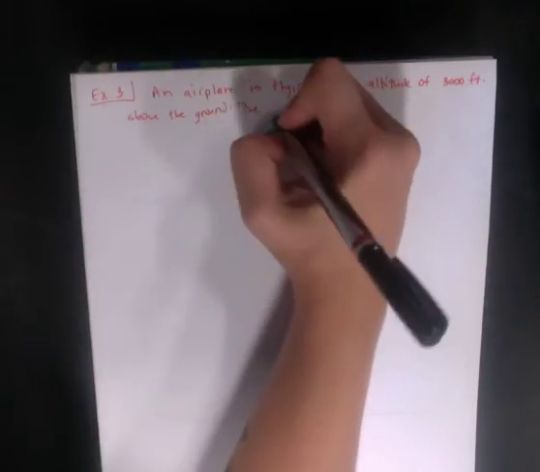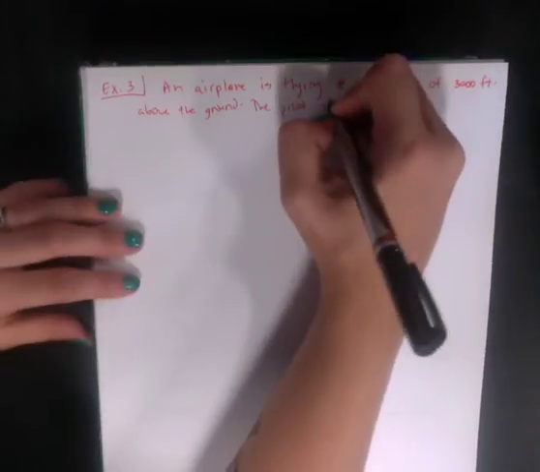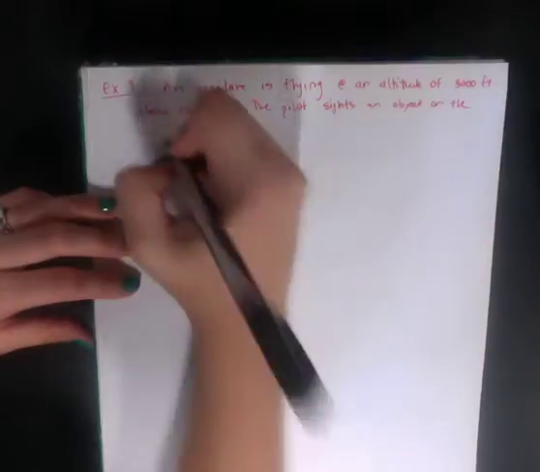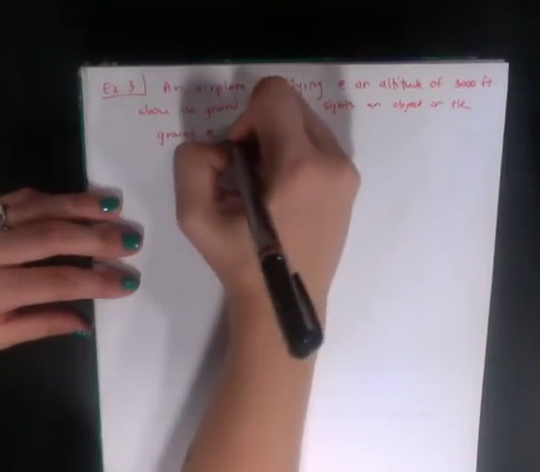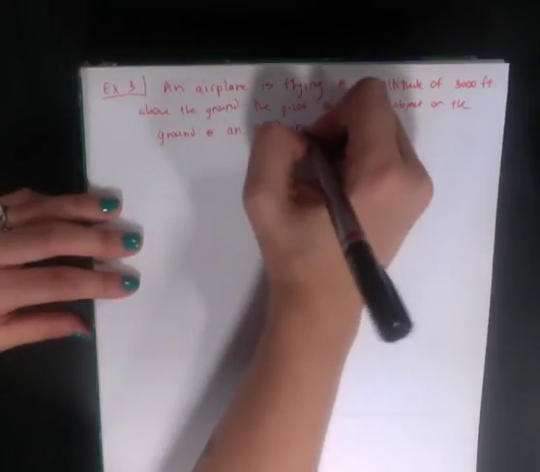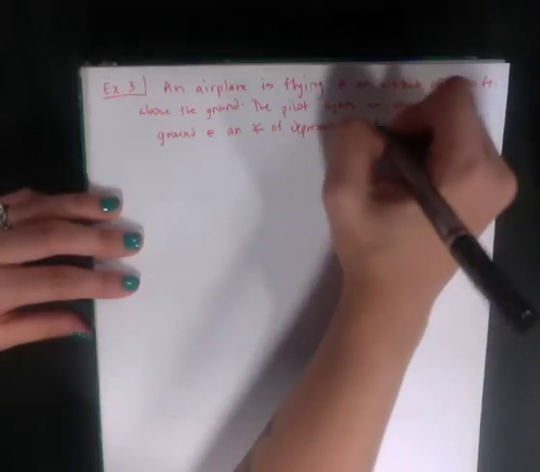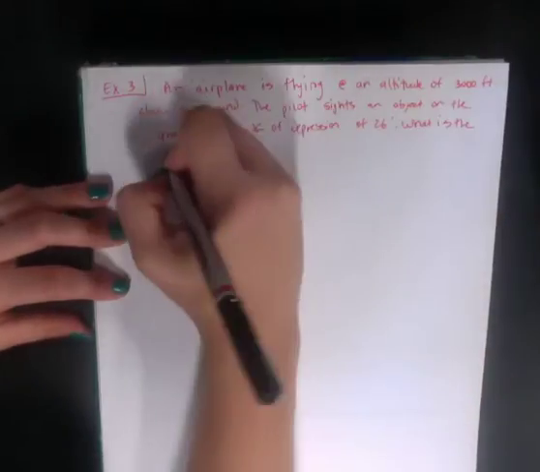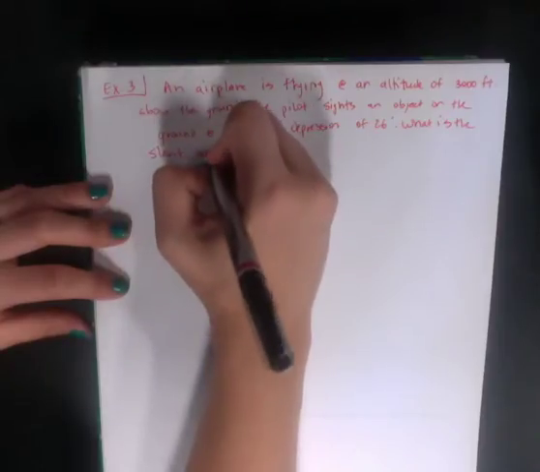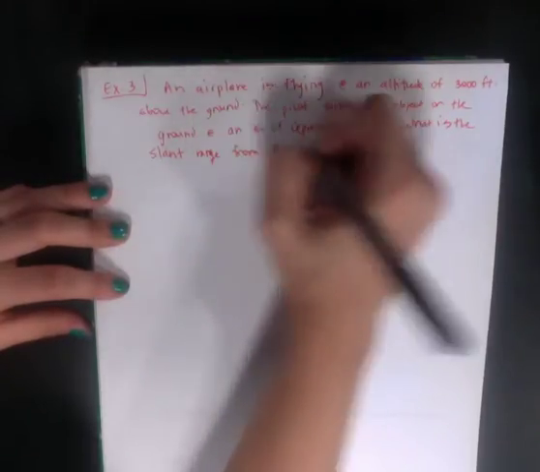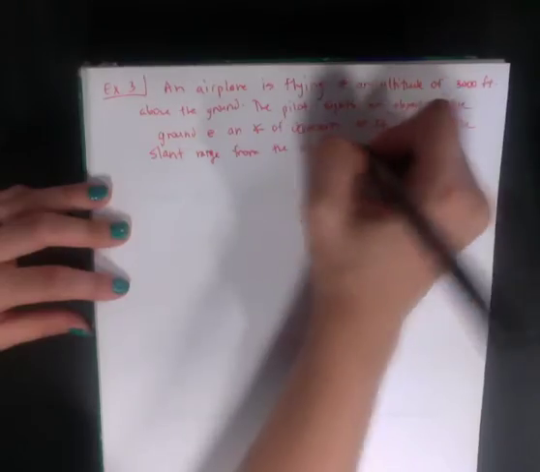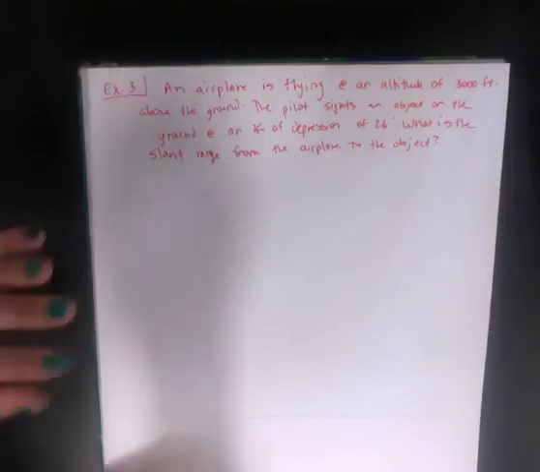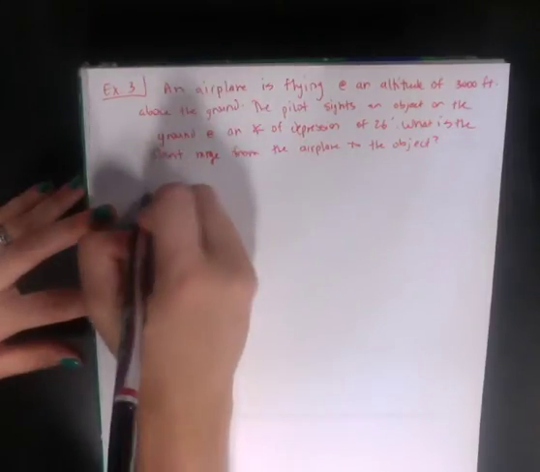The pilot, with his good eyes, sights an object on the ground at an angle of depression of 26 degrees. What is the slant range from the airplane to the object? Okay, so again, first things first, draw a picture.